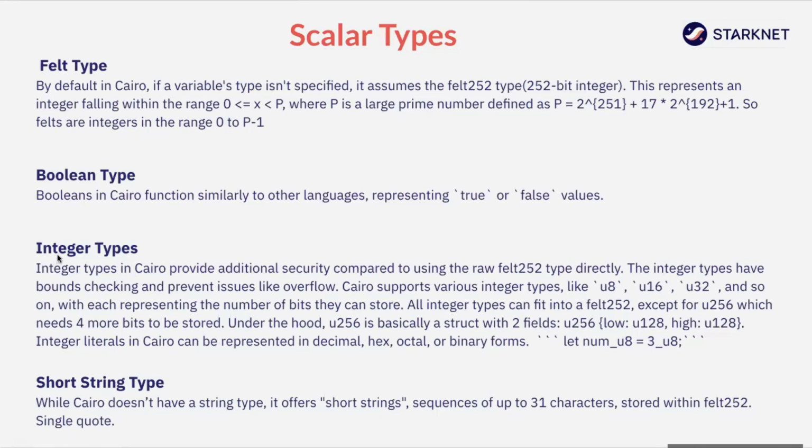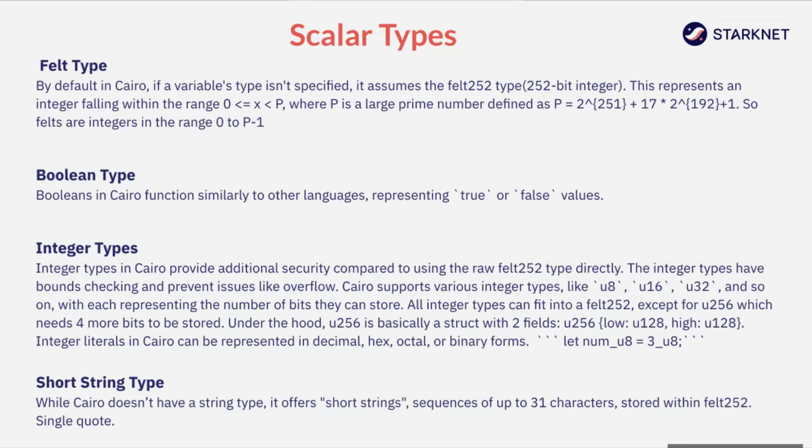We have integer types. Integer types in Cairo provide additional security compared to using the raw felt252 type directly. The integer types have bounds for checking for issues like overflow, underflow, and all of that. So it's actually advisable that when you're working with integers, you use an integer type rather than felt252. Felt252 should just come in when you maybe want to use a short string.